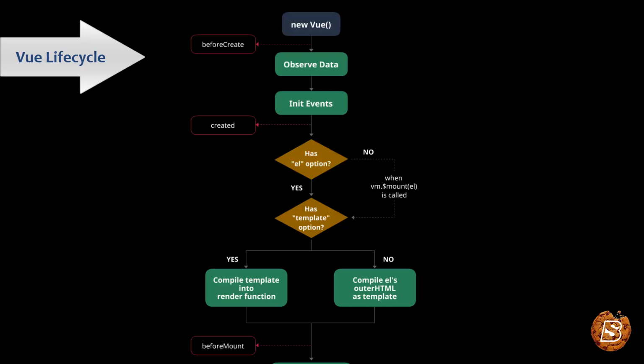this one. When vm.$mount with the element is called, it then checks the has template option. If the has template option is false, it will go over here and it will compile the outerHTML as template, and then it will proceed further.